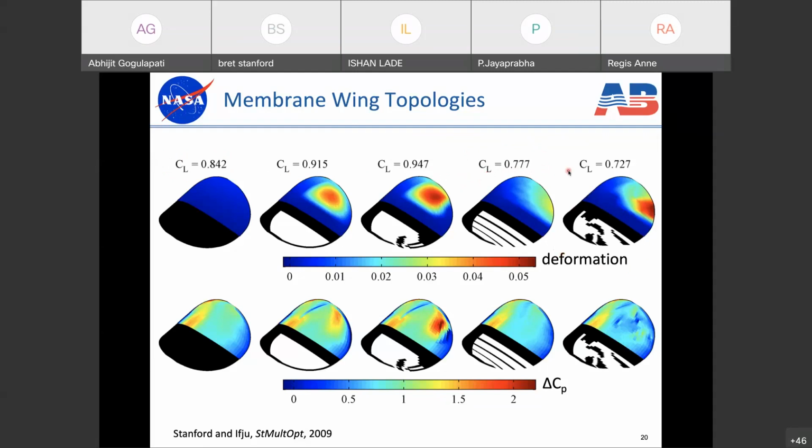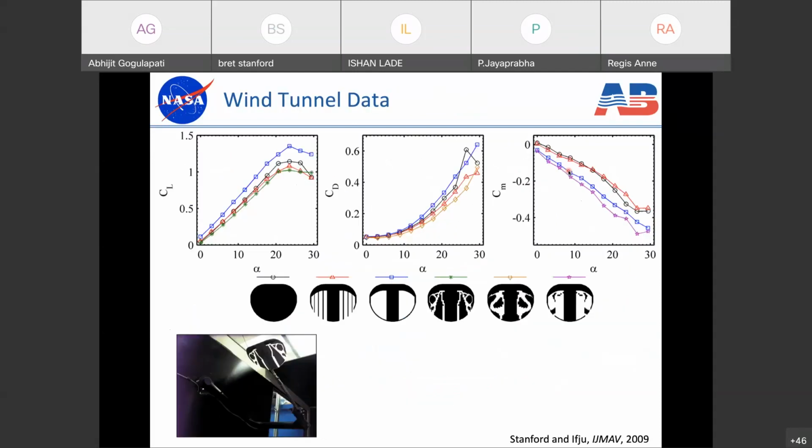So the final step that we wanted to do was to actually build and test a few of these optimal topologies, so build them and test them in a closed loop wind tunnel and make sure that they were performing in the way that we wanted them to do. So we have 6 different designs down here. We've got our solid wing in black. We have our batten reinforced wing in red, and our perimeter reinforced wing in blue. And I'm showing data of lift, drag, and pitching moment as a function of angle of attack. This is experimental data. This is not numerical data. This is experimental data from a closed loop wind tunnel.